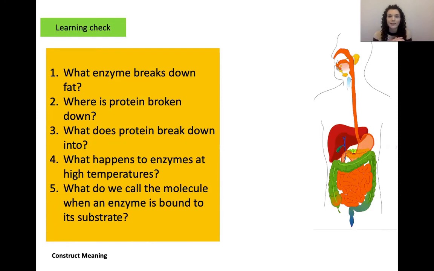So number 1, what enzyme breaks down fat or lipids? Number 2, where is protein broken down? Remember the really low pH that protease works at. Number 3, what does protein break down into? What are those building blocks of proteins, those smaller molecules that protein breaks down into? Number 4, what happens to enzymes at high temperatures? And number 5, what do we call the molecule when an enzyme is bound to a substrate? So when an enzyme and a substrate join together, what do we call that? So if you pause the video now and write out those, and then we'll go through and mark them together.